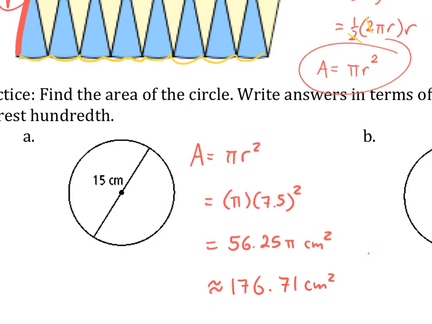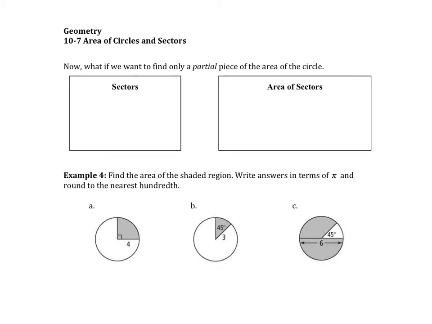176.71 centimeters squared. And there we go. So finding areas of circles, no big deal. It's mostly review for us. But what if we don't want to find the whole area of a circle, but only a partial piece of the area of the circle?